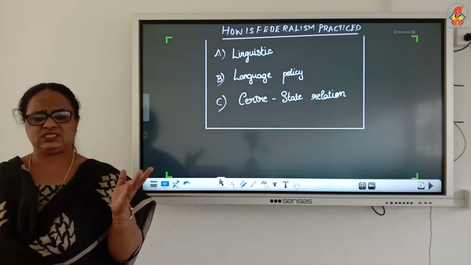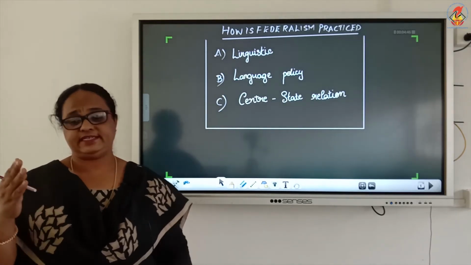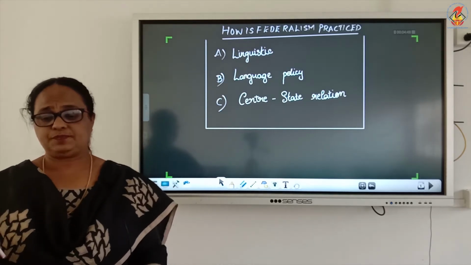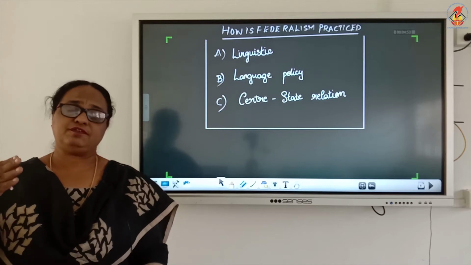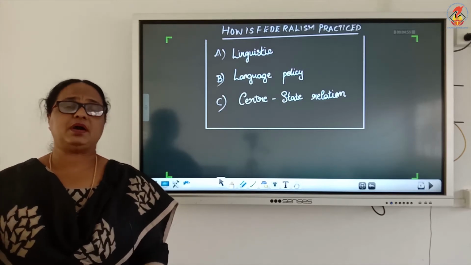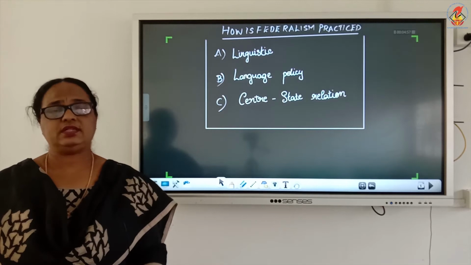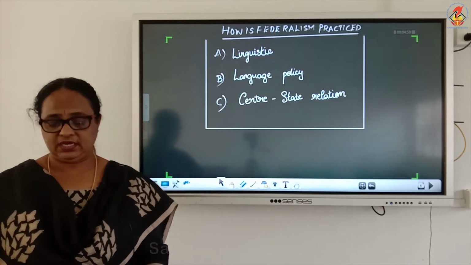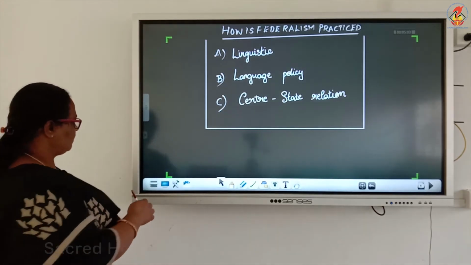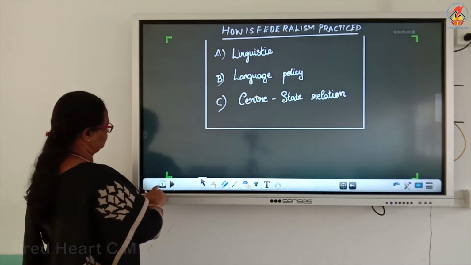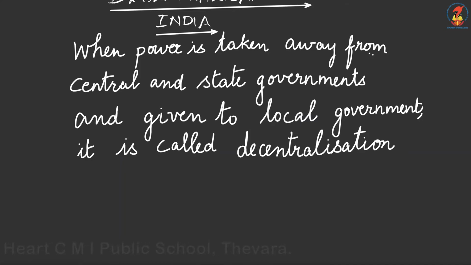This all changed significantly after 1990, because this period saw many regional political parties winning in different states. So naturally, this was the beginning of the coalition government. Now we are going into detail with decentralization in India.